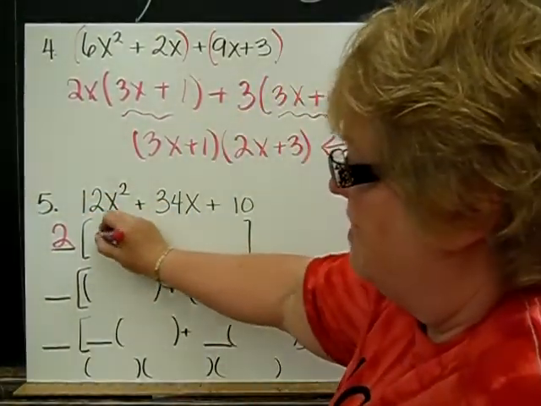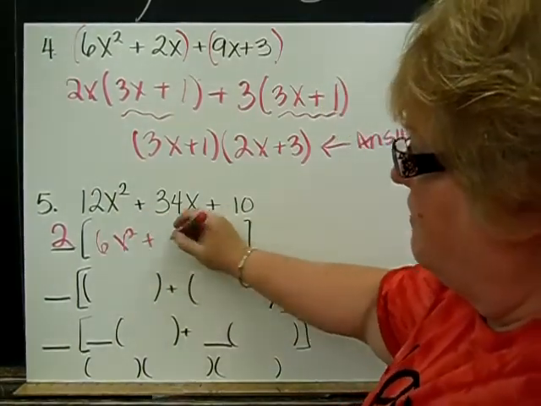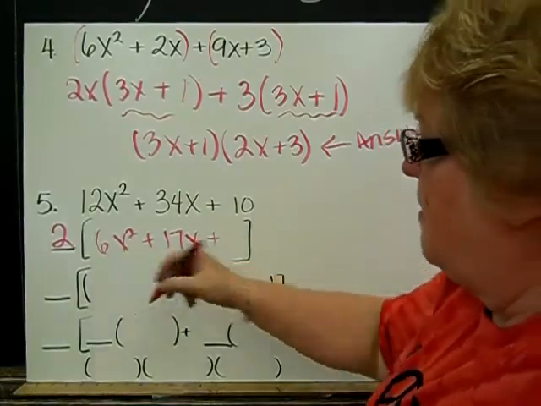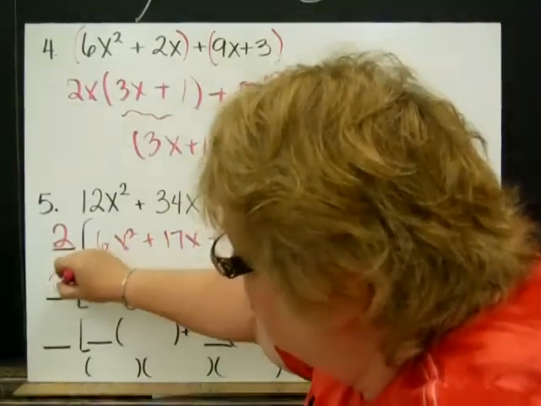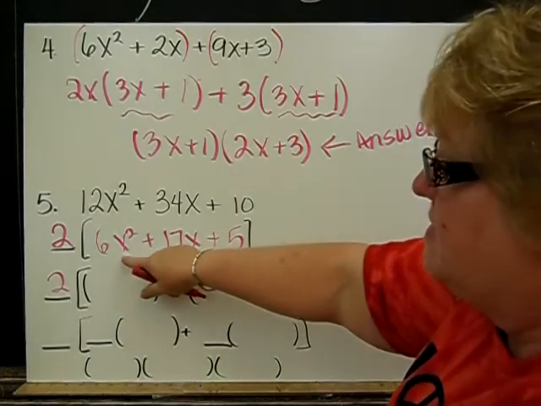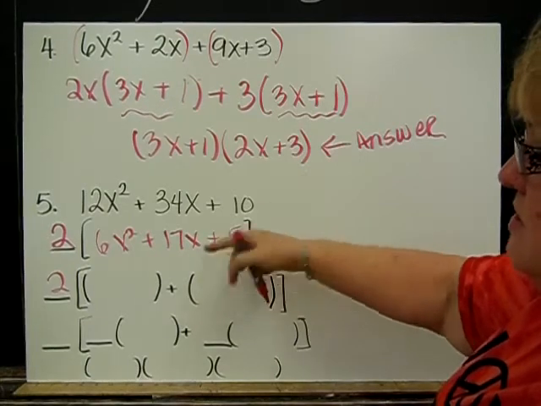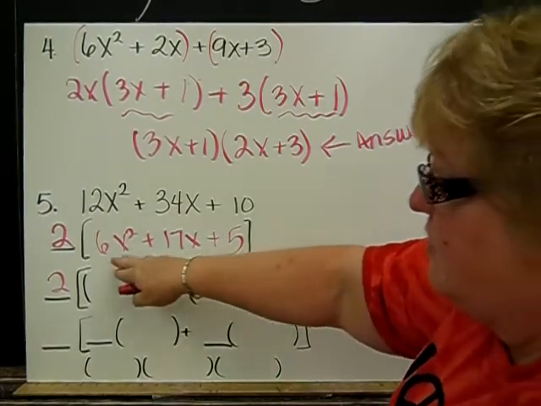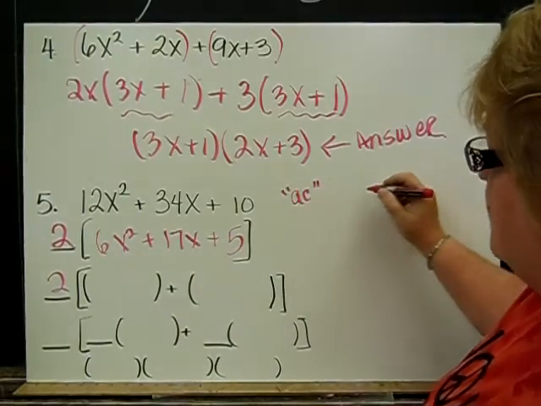So when we divide that, that leaves us 6x squared plus 34 divided by 2 leaves us 17x plus 10 divided by 2 leaves us 5. So the 2 is still going to be part of our problem. And now inside the grouping symbols, we have 3 terms. So when it asks about 2, it's no, 3, yes. So if there's 3 terms in here, that means we want to do the AC test.